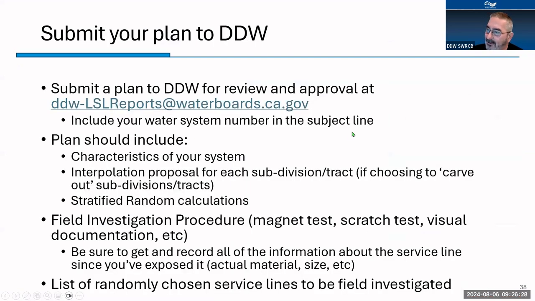Submit a plan to DDW, to that email. Again, you should include characteristics of your system, the interpolation proposal, and the calculations, how you're going to do the investigation, and your list of homes that are going to be investigated. So you can kind of see a recurring theme here. No matter the size of the water system, the steps are very much the same, but it's how you determine how many verifications you need to do.